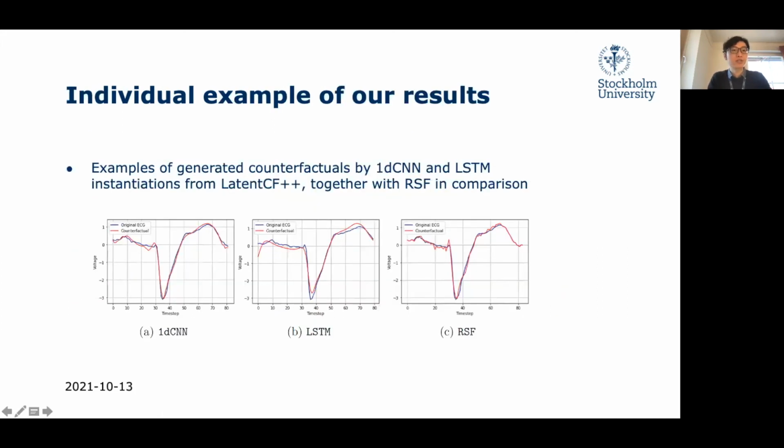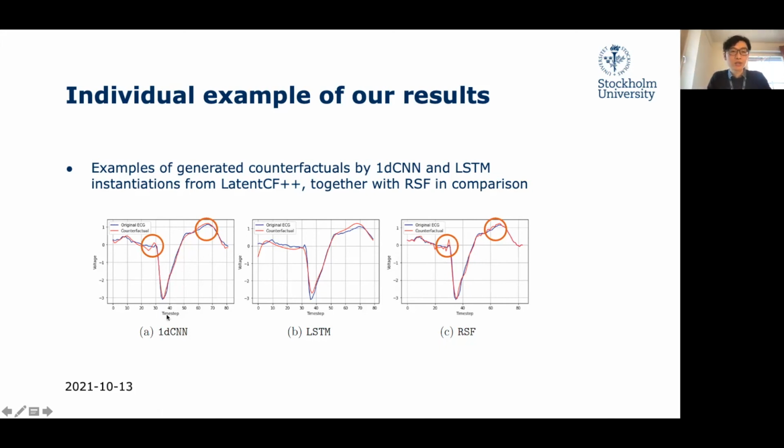And now this is an interesting example of the individual ECG data. So we can see that here we have three different models. We have 1D-CNN from LatentCF++, we have LSTM, we have RSF, and we can see actually 1D-CNN and RSF achieved similar transformations in this case. But if we look closer, we can see actually 1D-CNN appeared to be more smooth transformations, while RSF has a bit more bumpy transformation.